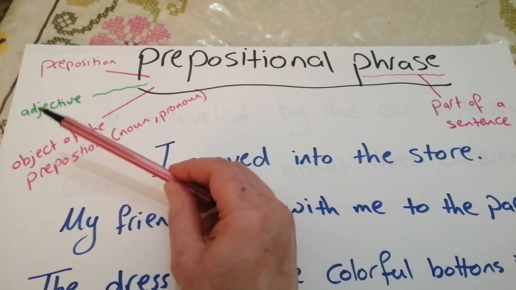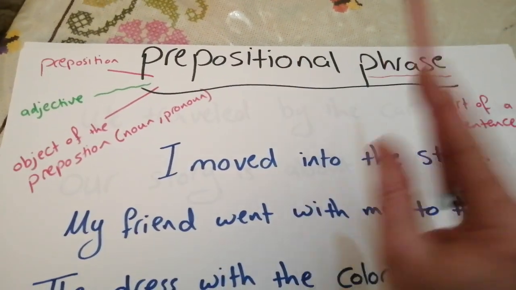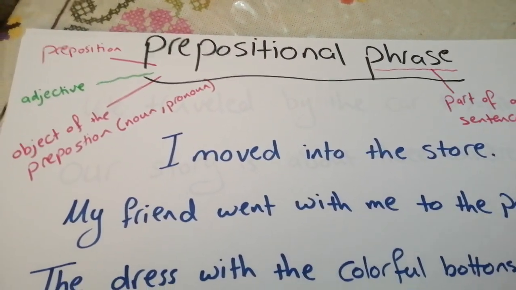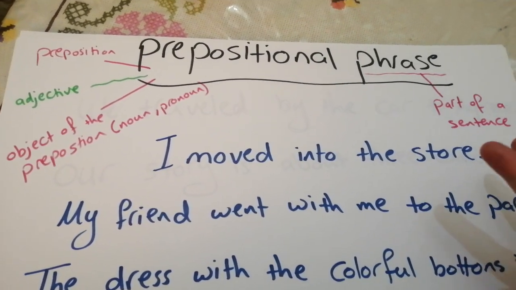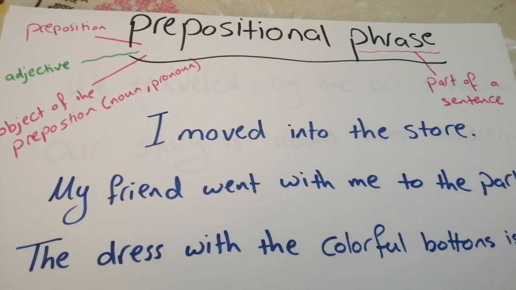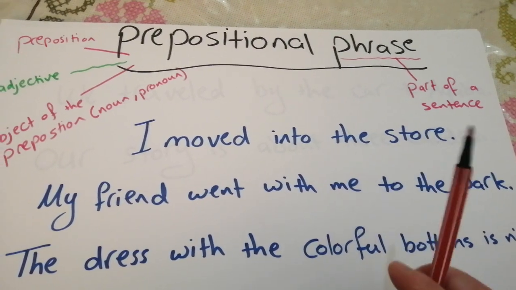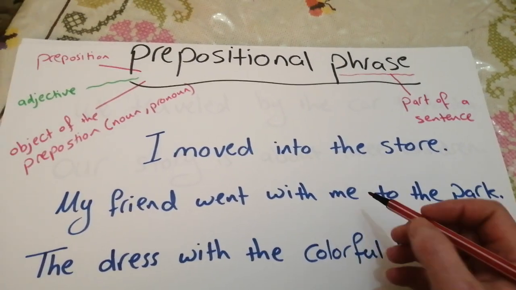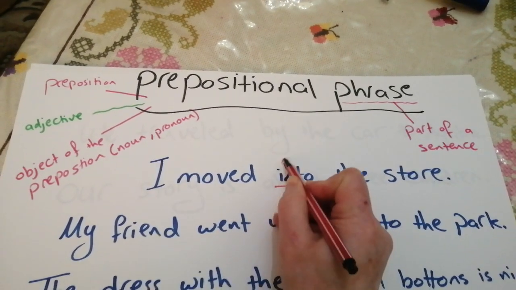Let's see the examples now. And by the way, the prepositional phrase is also used to show when, where, it gives details sometimes, or it shows how something happened. Okay, now let's see. I moved into the store. Where is the preposition here? The preposition is into.